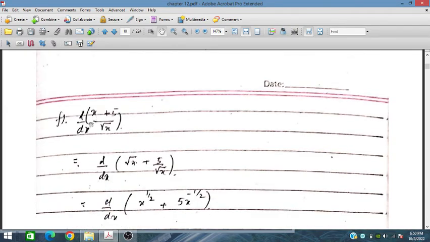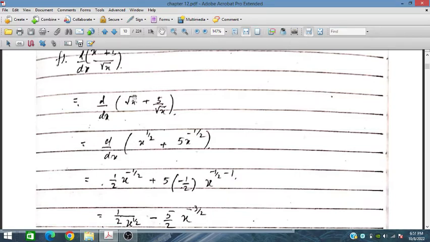Here we have dy by dx of (x + 5) divided by under root x square. So we can split it, writing x by under root x and 5 by under root x. So it becomes under root x and 5 divided by under root x. So we can take the differential. This is x power half plus 5 x power minus half.